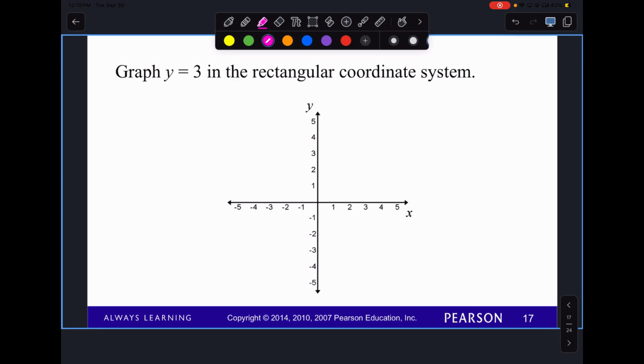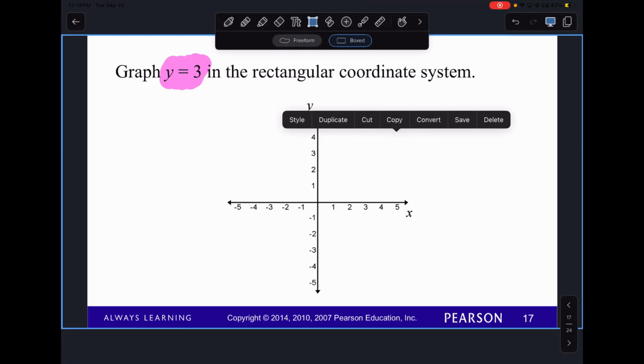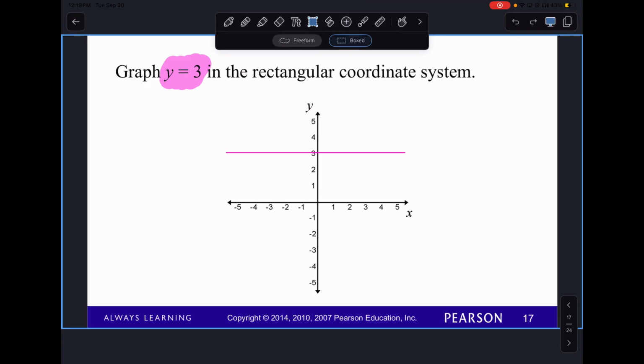Okay, so for this one, it's y equals 3. And I would sketch this in your notes just so you have it as a reference. Y equals 3, that's going to be simply a horizontal line through 3. Just like that. Okay, to put this into our whole form, this is y equals 0x plus 3.